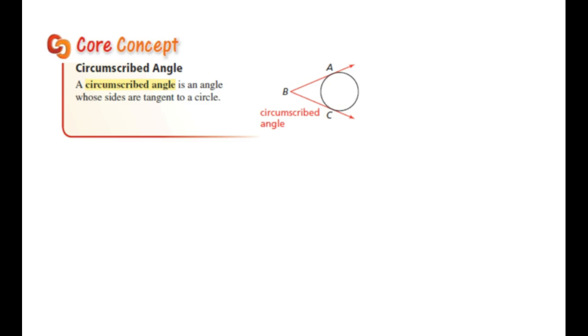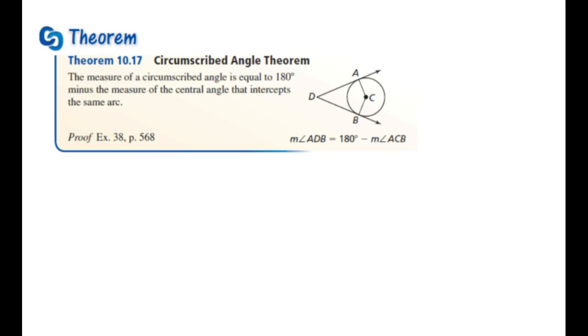So now we can look at a circumscribed angle, right? And this was our second learning target. So a circumscribed angle is an angle whose sides are tangent to a circle, right? And tangent means it touches in one place. So each of these rays touches the circle at exactly one place. So the cool thing we know about that is that this can help us find some angle measurements as well.